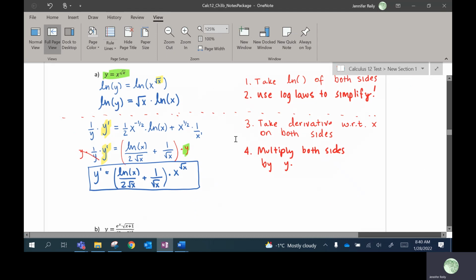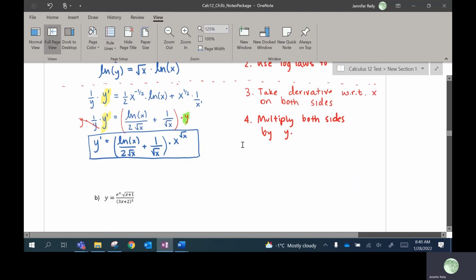So let me go over the steps again. They're always the same steps when you're doing this type of differentiation, and we'll use the same steps again in the next example. So first you take ln of both sides. As long as you do it to both sides, you're not changing the equation. Then you use log laws to simplify. We haven't done any calculus up until that dotted line. We've just used log laws. Then we take the derivative of both sides and then solve for y prime.